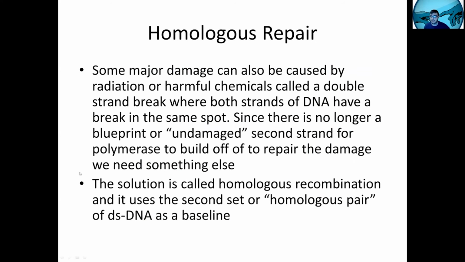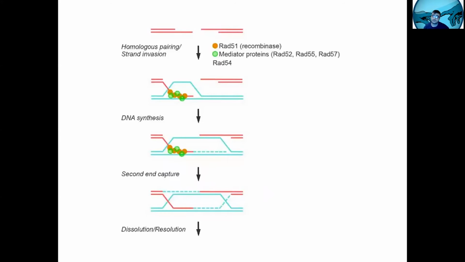So we need something else, and this solution is called homologous recombination, and it uses the second set, or the homologous pair, of double-stranded DNA as a baseline. Remember, you have two homologous pairs of DNA, one from your mother, one from your father. That's just how all organisms work, right? So you have this double-stranded DNA, and it had a break, as you can see right here.